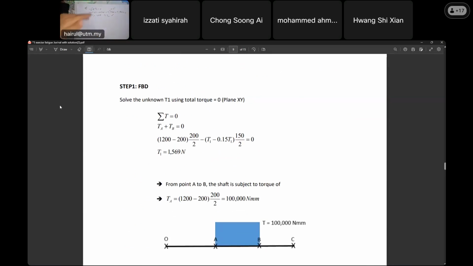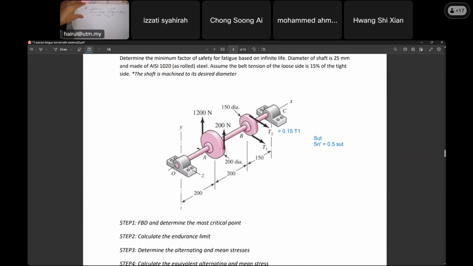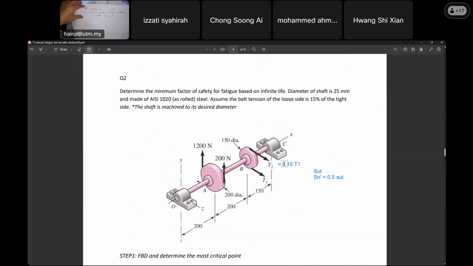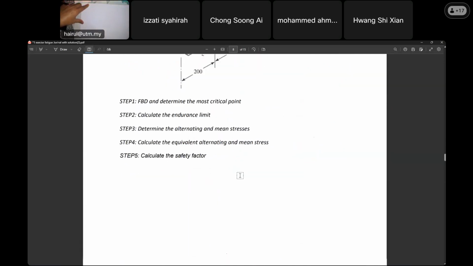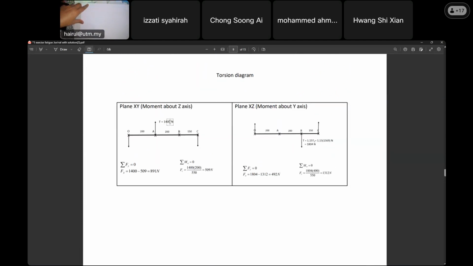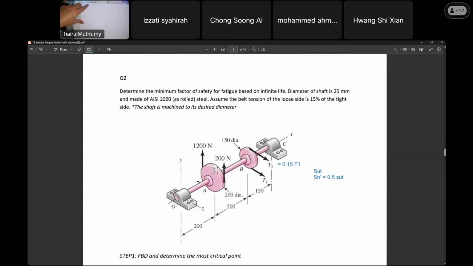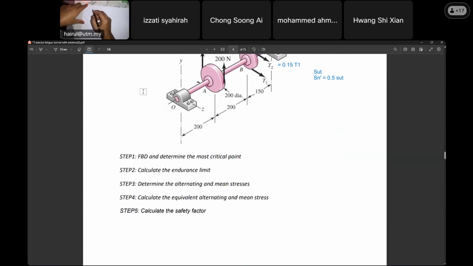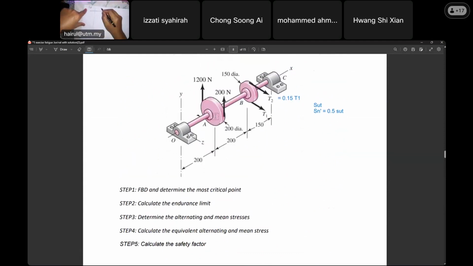After you got this, then you can make the shear diagram and the moment diagram for both planes. If you look at this diagram, that's why we have the XY plane. So you make a shear diagram, and this is a torque diagram. This is the XY plane and this is the XZ plane. In the XY plane you have 1000 Newton. This is your shaft in the XY plane, and you have reactions at A, B, and C. A is a bearing, right?